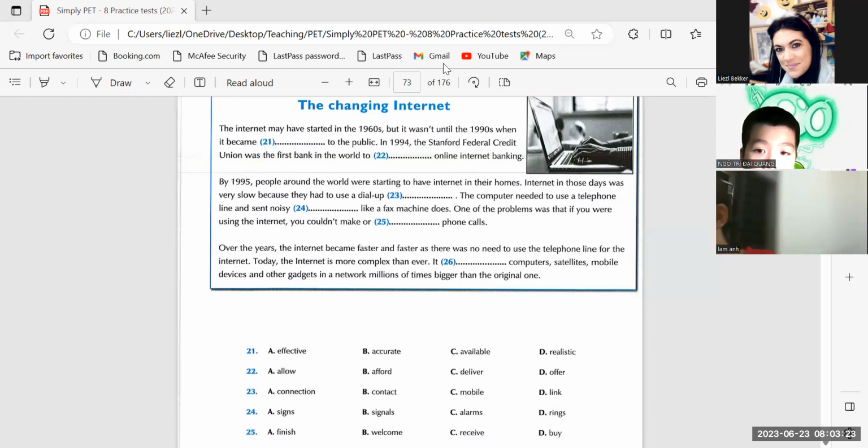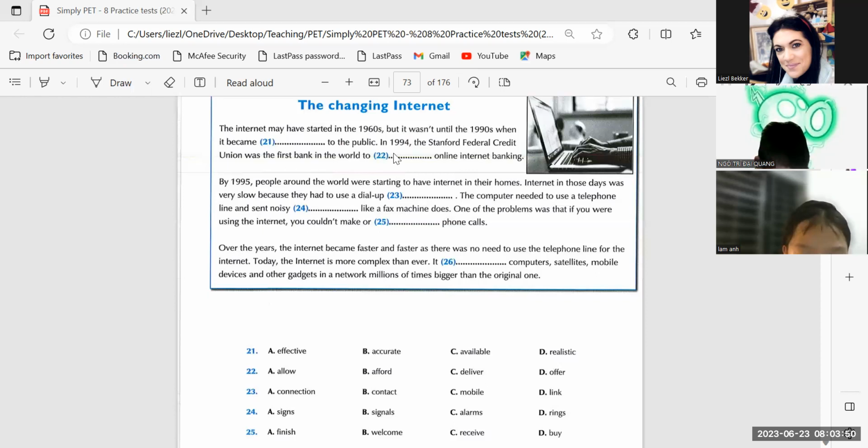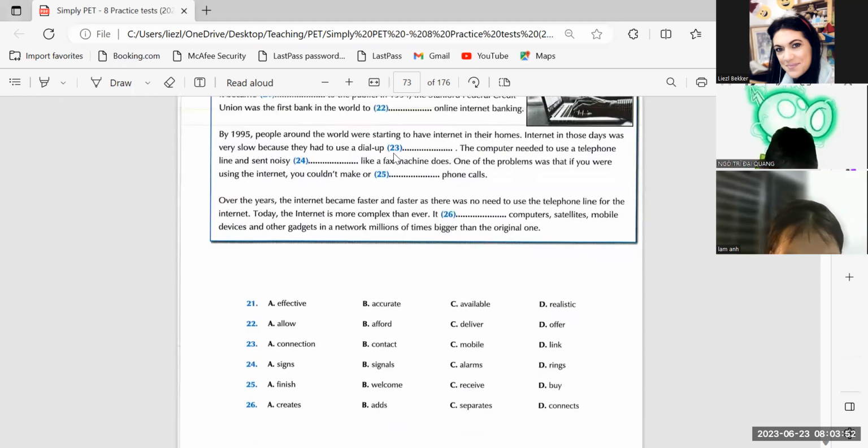Okay. The internet may have started in the 1960s, but it wasn't until the 1990s when it became available to the public. It was the first bank in the world to offer online internet banking. Okay, there we go. Okay, Lam Anh, next one.